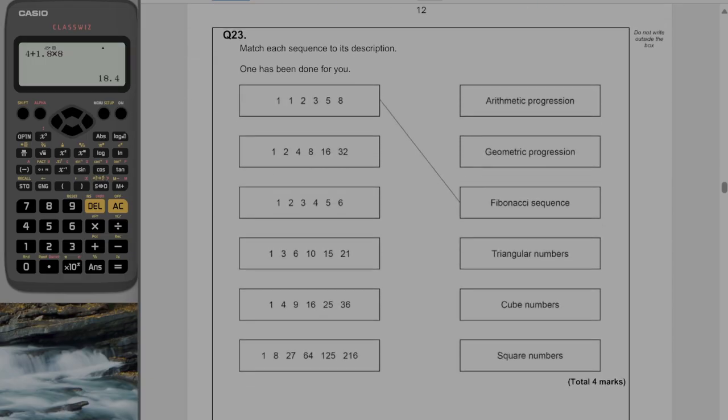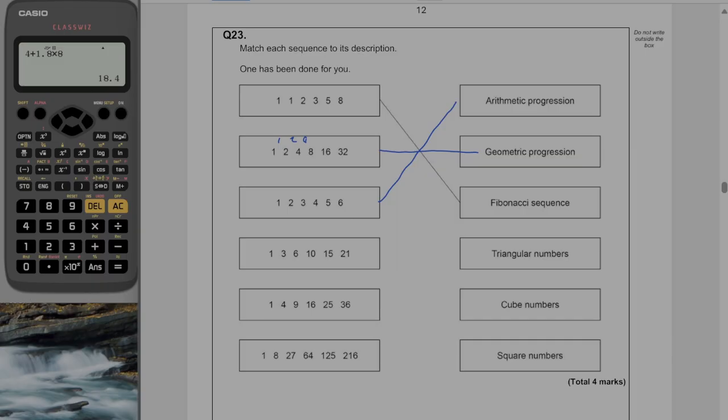Question 23. Match each sequence to its description. Okay, right. So if we look at this one, this is going up by 1, 2, 3, 4. No, not 4. This is doubling each time. So 1, 2, 4. So this is a geometric sequence. 1, 2, 3, 4, 5, 6 is an arithmetic sequence going up by 1 each time.